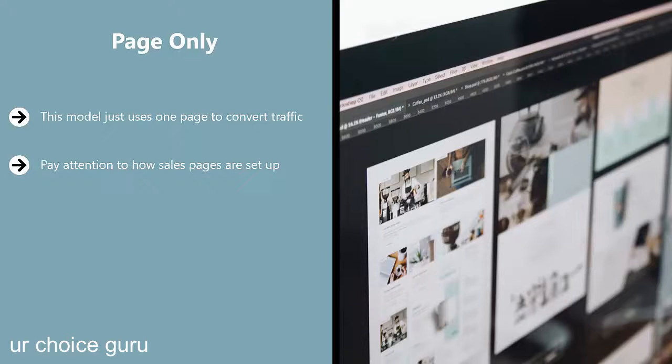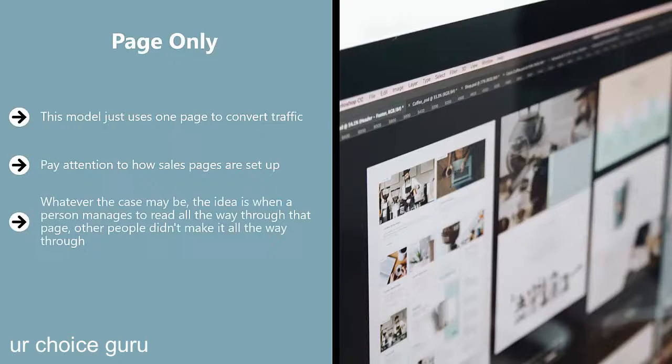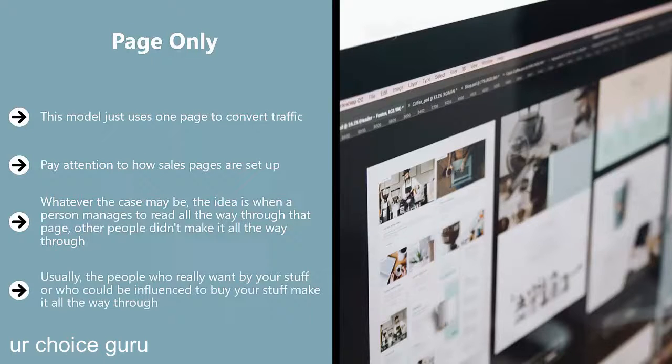They would use fancy graphs. Whatever the case may be, the idea is when a person manages to read all the way through that page, other people didn't make it all the way through. In other words, that page acted as a funnel. Basically, it filtered people who were not really all that serious. Usually, the people who really want to buy your stuff or who could be influenced to buy your stuff make it all the way through. That's how you should set up your conversion page.